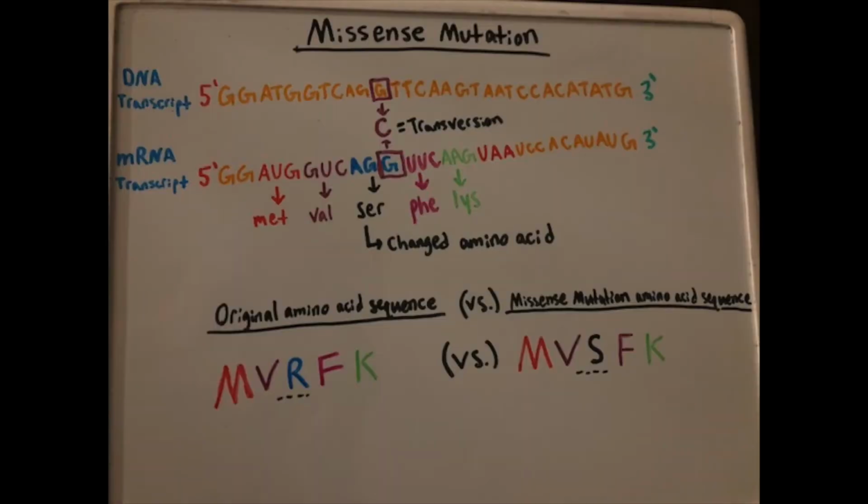If there was a mutation to occur where we change the highlighted guanine to a cytosine in the DNA coding strand, this will be an example of a transversion from a purine to a pyrimidine. This mutation would be considered a missense mutation, as a new AGC codon would code for serine instead of arginine, changing the original amino acid sequence.